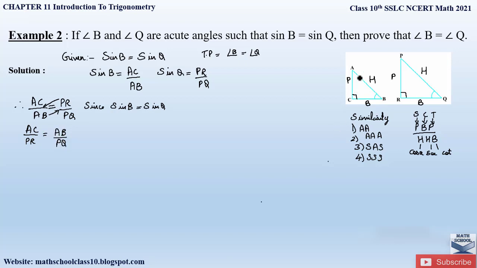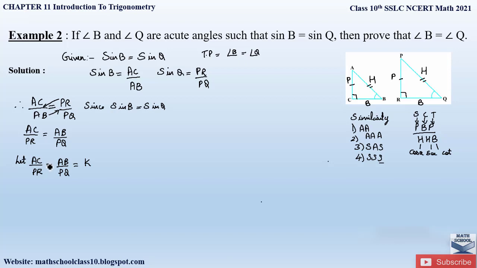Now if you observe the figure, here we have got the ratio AC by PR is equal to AB by PQ. The two sides of these two triangles are corresponding. Now we have to make sure that the third side is also corresponding so that we can apply the side similarity criteria. So let us now assume, let this ratio AC by PR is equal to AB by PQ be equal to some constant K. So let AC by PR is equal to AB by PQ equal to constant K.